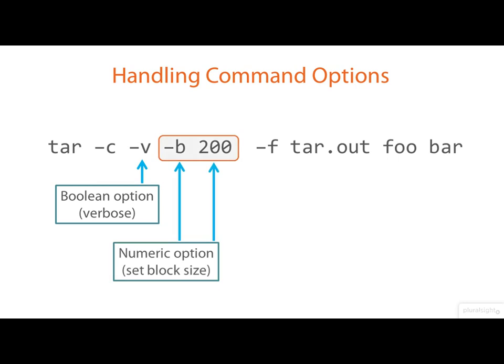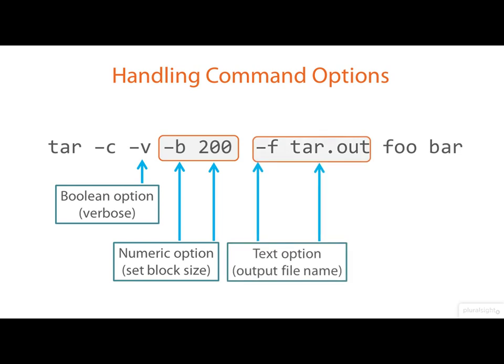Here's an example of an option that takes an associated numeric argument. Minus B sets the block size that tar will use for writing. Here's another example of an option, minus F, that has an associated argument to specify the name of the output file. Following this, we have some non-option arguments. These are the names of the files or directories that we want tar to put onto its archive.